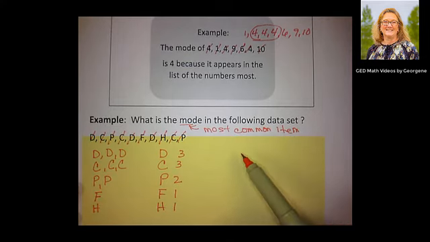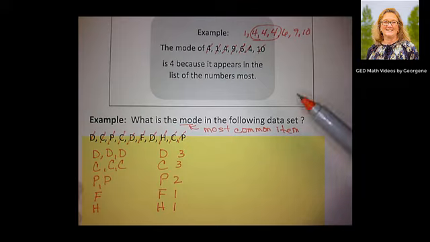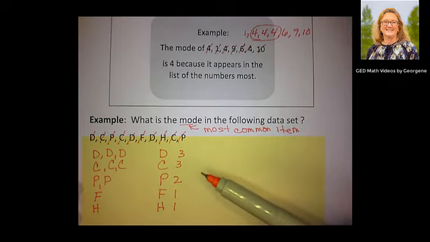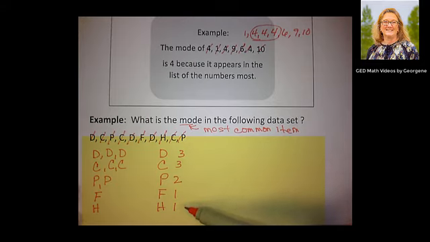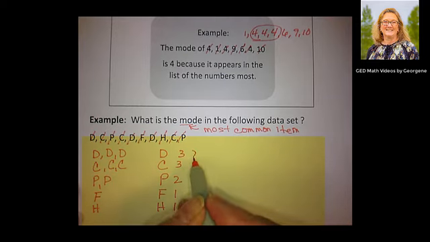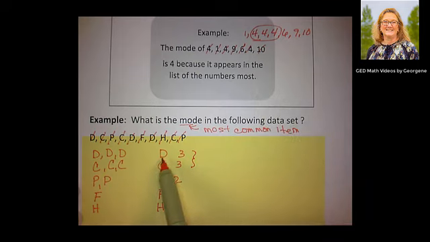If we look at how to find the mode, it says we need to count the number of times each item appears. We've done that. And then the item with the highest frequency is the mode. And you'll see that here we have 2 modes. This is an example of when we can have 2 modes because the D and the C both appear 3 times.